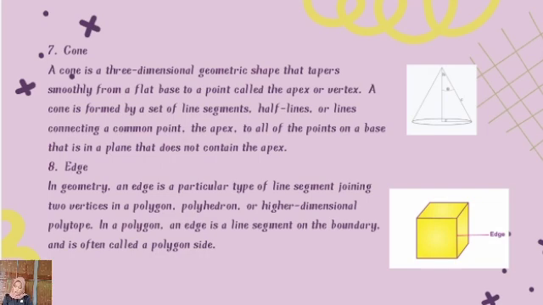Next, number 8 is edge. In geometry, an edge is a particular type of line segment joining two vertices in a polyhedron, or higher-dimensional polytope. In a polygon, an edge is a line segment on the boundary and is often called a polygon side.